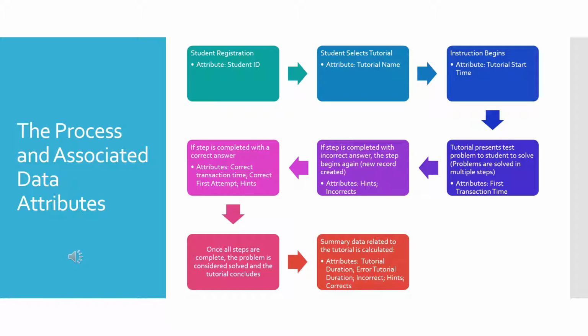For example, the overall duration from the start time to the finish time of the problem. If there was an incorrect step along the way or a series of incorrect steps, we track how long it took between the time that the student started the tutorial, they answered the problem incorrectly, and the time that they actually answered the question correctly. We also collect the number of hints again and the number of corrects, the number of times that they have correctly answered a set of problems.